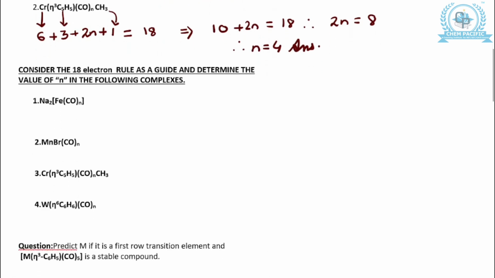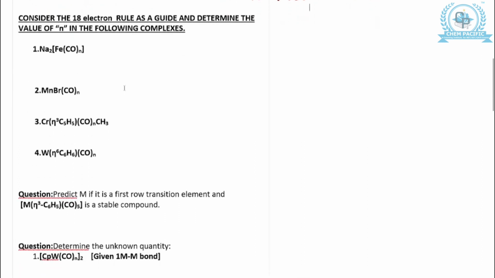Okay, now the next one. Consider the 18 electron rule as a guide and determine the value of n in the following complexes. Now this is a very interesting example. Here you can see that something is given inside the third bracket and something outside the third bracket. So what is the significance of the third bracket?